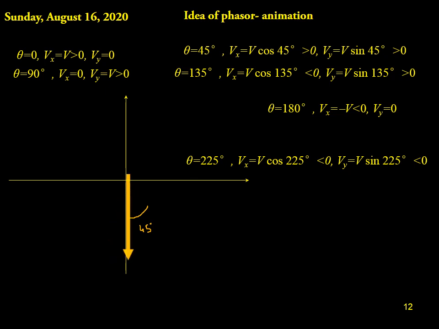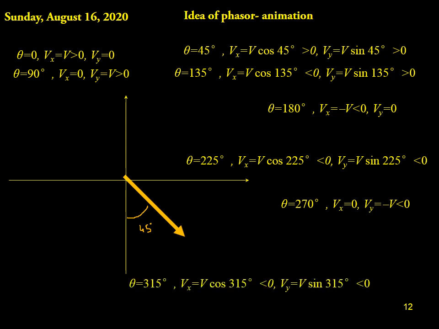Now when theta is equal to 270 degree, Vx is 0 but Vy is equal to minus V, and at 270 plus 45 degree, that is 315, we get Vx positive but Vy negative. You can check it out. So this is what is happening there.